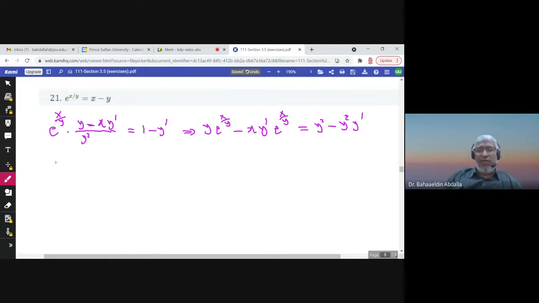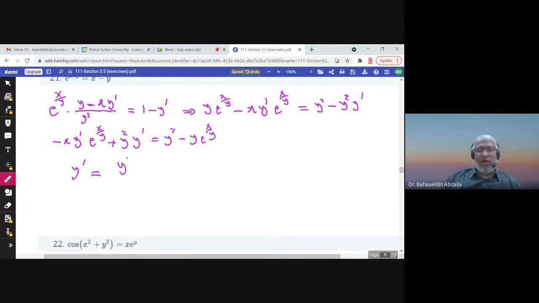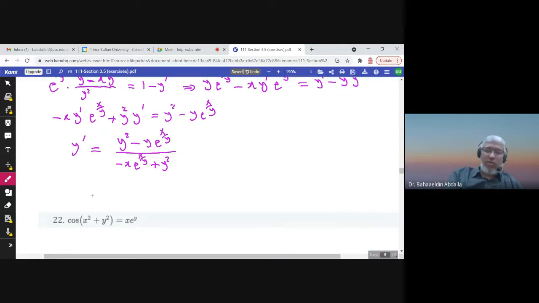So now I have negative x y prime e to the power x over y plus y squared y prime equals y squared minus y e to the x over y. So take y prime as a common factor and then divide. So I will have y squared minus y e to the power x over y over negative x e to the power x over y plus y squared. And that would be the final and the simplest form. No cancellation.